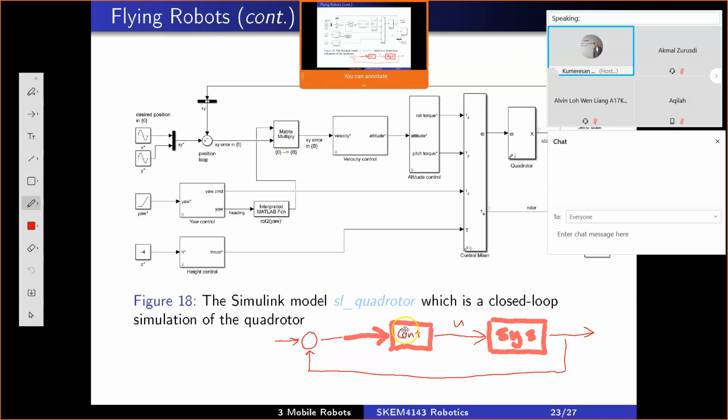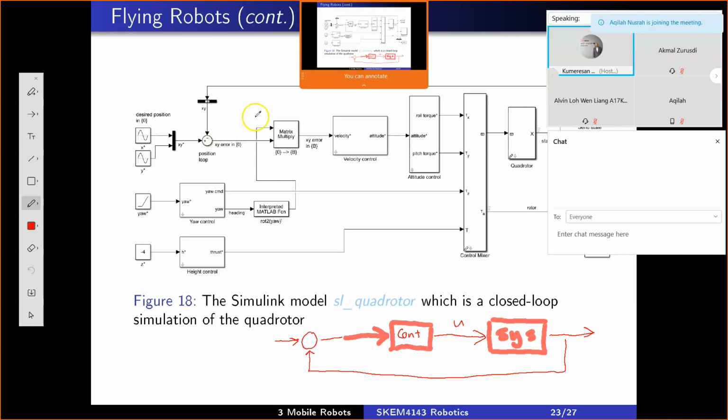But in our case, the error goes to the controller. The controller will generate a control signal, right? Or sometimes we call it control input. Sometimes people call it control output. But mostly it's either control signal or control input. And this is what goes to the system.